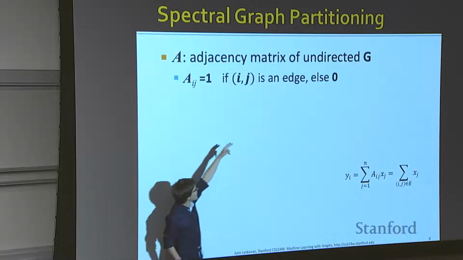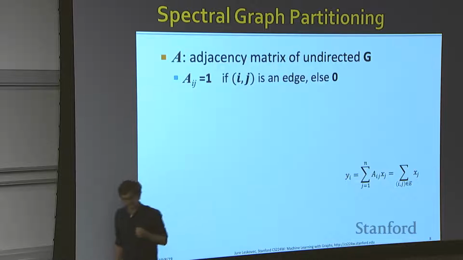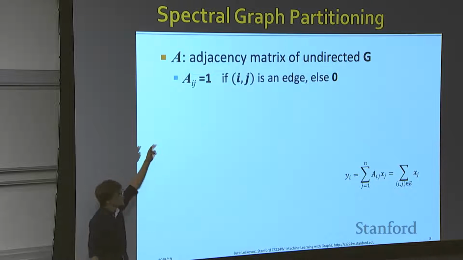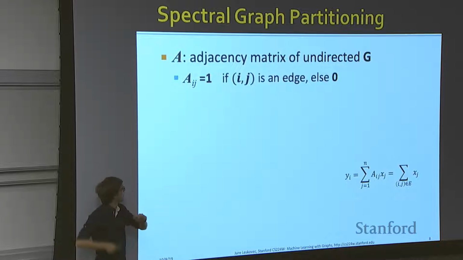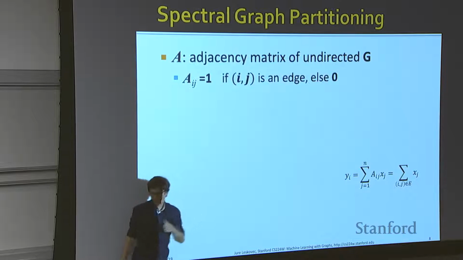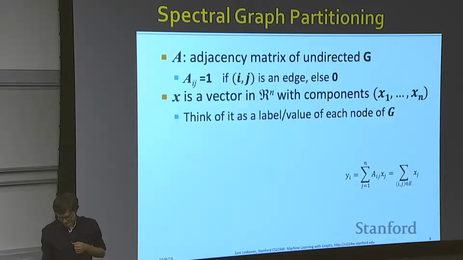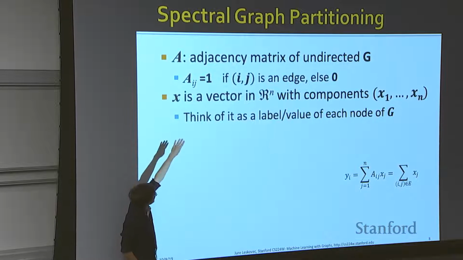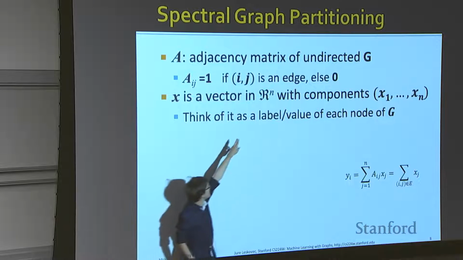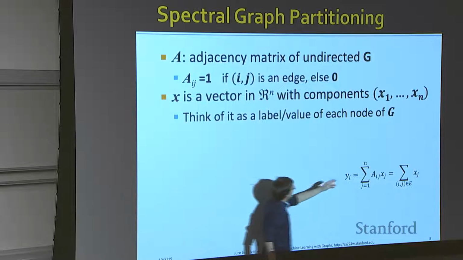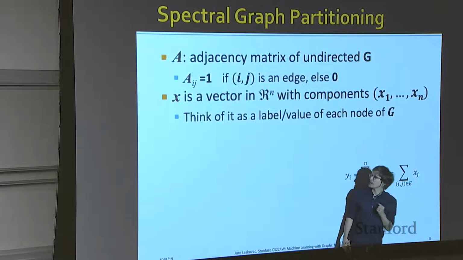Let A be the adjacency matrix of my graph. Okay, so I have an undirected graph and I have its adjacency matrix. Essentially, entry ij will take a value of 1 if i and j are connected, and otherwise it will take a value of 0. Okay? And then let x be a vector. So if my graph has n nodes, then let x be a vector of dimensionality n, and I will label its components as x1 to xn.